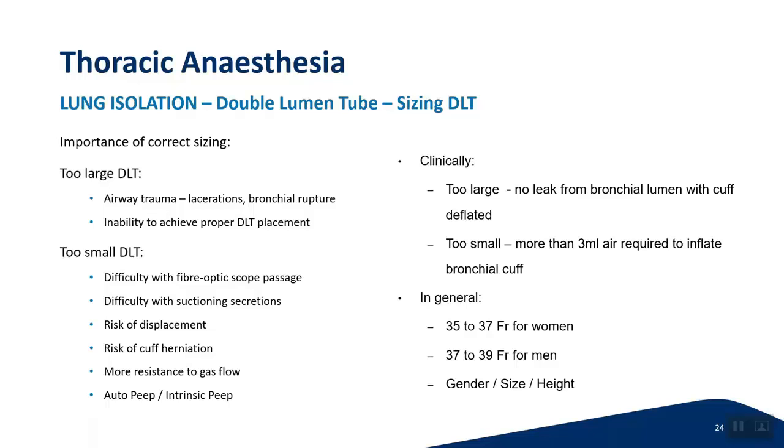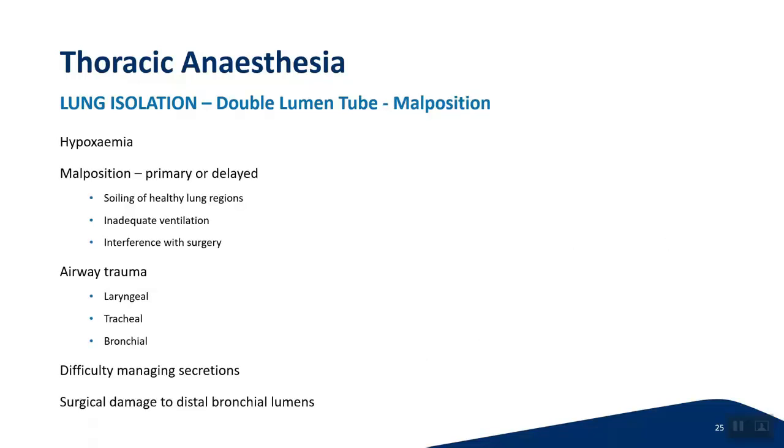Proximal migration of a DLT with cuff herniation into the trachea will lead to high airway pressures, sudden loss of capnography trace and inability to ventilate the lungs. For these reasons, correct placement of the DLT must be confirmed after initial insertion and after any patient positioning maneuvers. It is prudent to also check the position of the DLT before lung isolation and start of surgery.